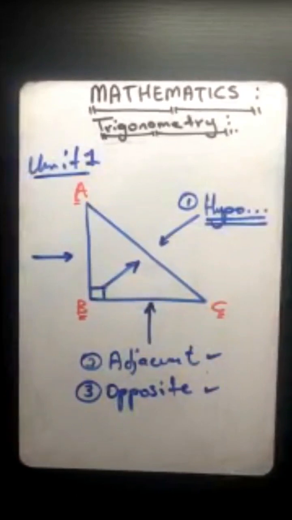So I think that BC is adjacent because it's opposite to the hypotenuse.